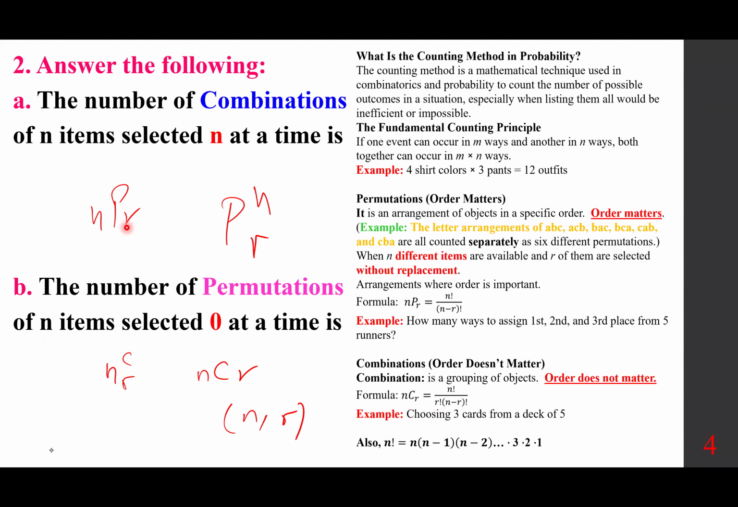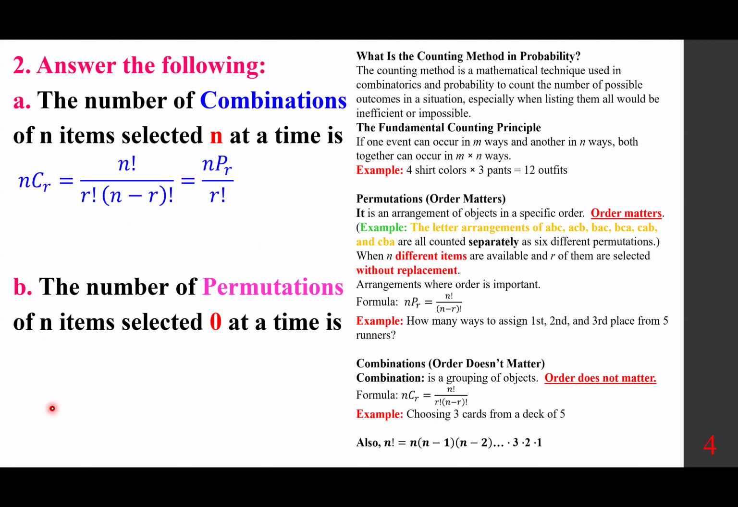So going back to these questions now, let me erase my work. So combination of n choose r, this is the formula. By the way, it's the same as permutation, n choose r divided by r factorial. So now we are going, so in this case, because we are selecting n from n, r will become n.